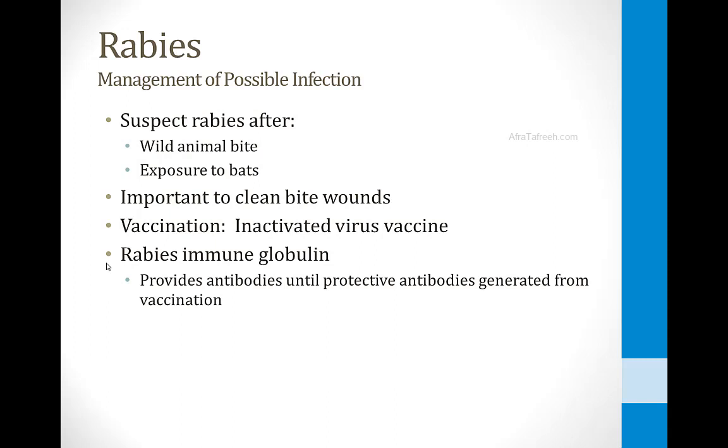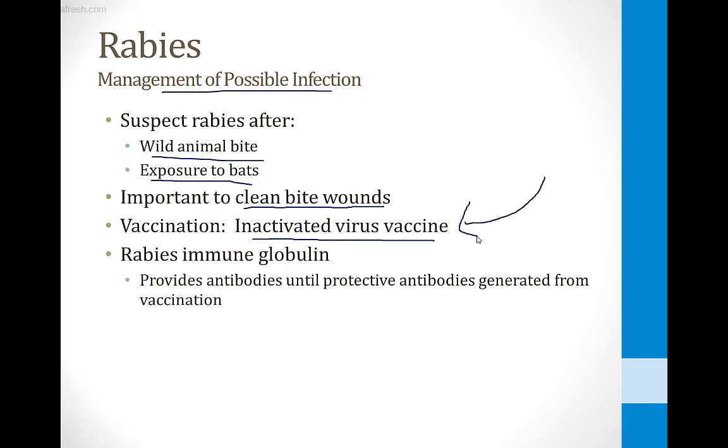So because the disease is so dangerous and so often fatal, it's very important to properly manage patients after a bite where they might be infected. So you should suspect that someone may be infected with rabies if they get bitten by a wild animal or if they get exposed to bats. The first thing you need to do is clean any bite wounds carefully. That's obvious. And then you administer the rabies vaccine, which is an inactivated virus vaccine. Now, it will take time for the body to generate an immune response.